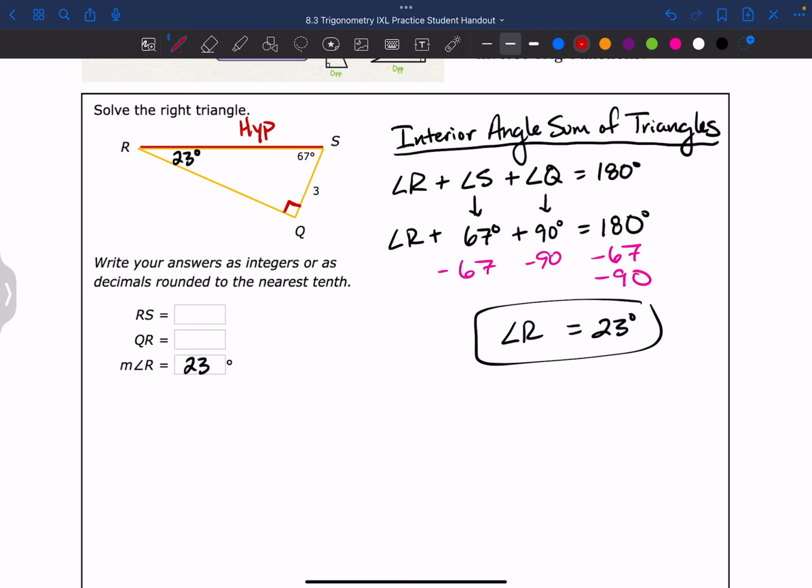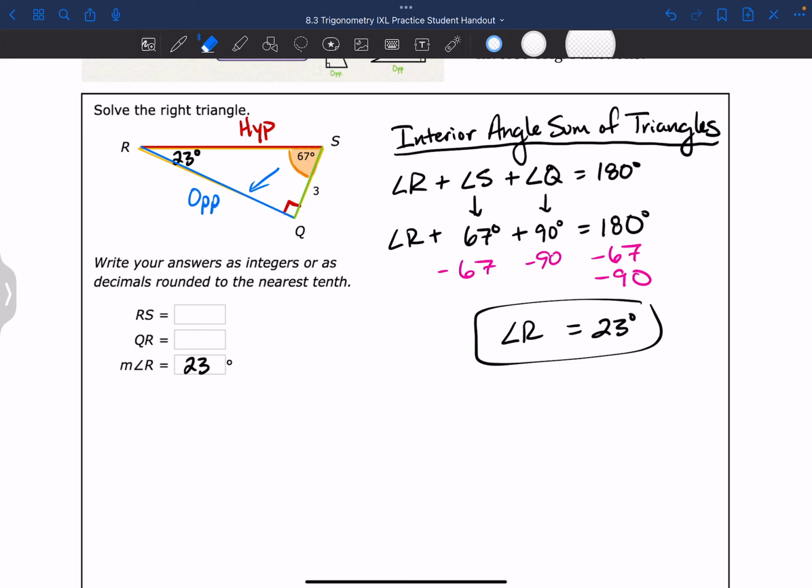Now, I have two angles. I can choose which one I will use. I would err on the side of caution and go with the one that they give you. So I'm going to use 67. I could use 23, but for our purposes, I'm going to use 67. What side is opposite? This side. That would be RQ. So this is opposite, and this is adjacent.